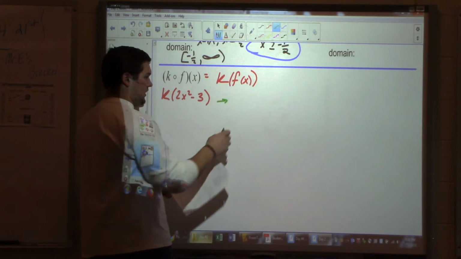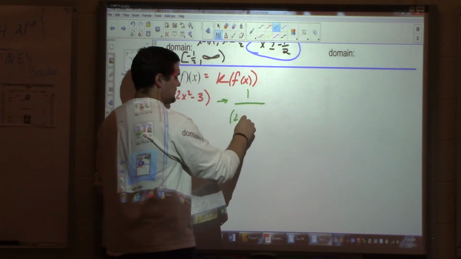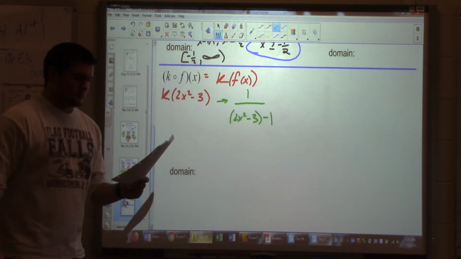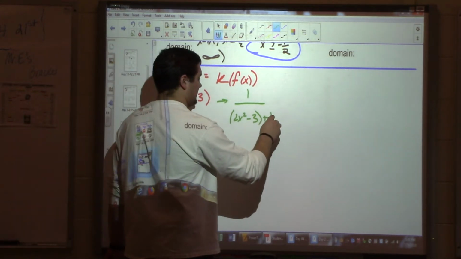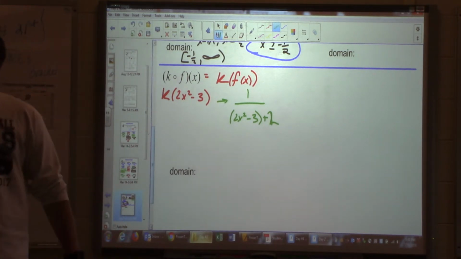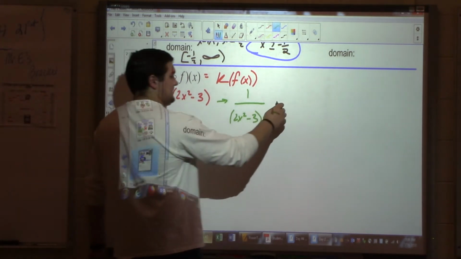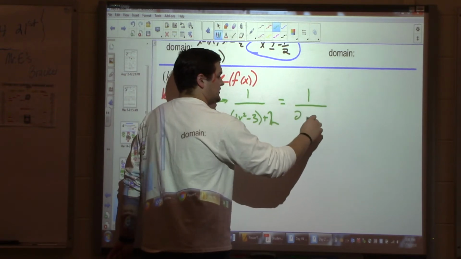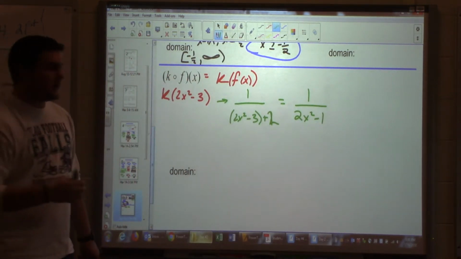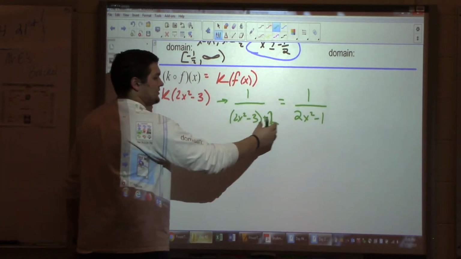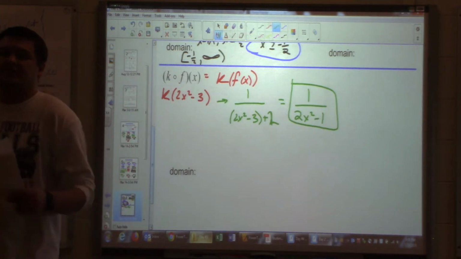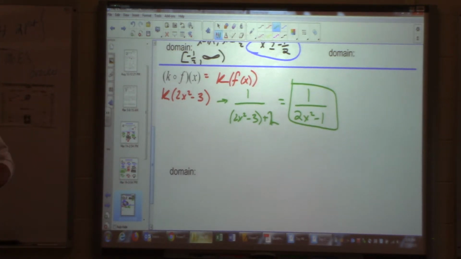So I get 1 over 2x squared minus 3 minus 1 plus 2. Wow, it's been a long day, right? So it becomes 1 over 2x squared minus 1. See, that's a simple mistake. It's a little early, right? -3 plus 2 is -1. So that's how my denominator changes. I just did the algebra. We all follow that?